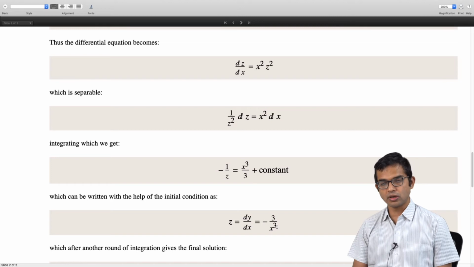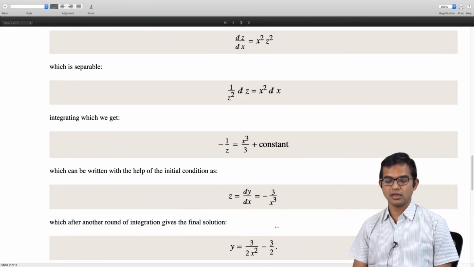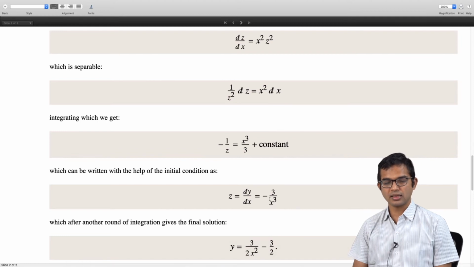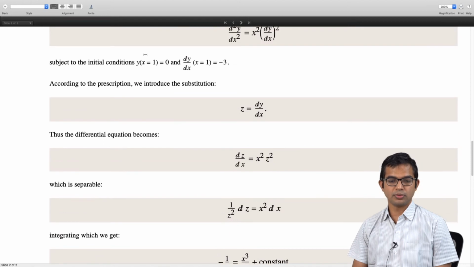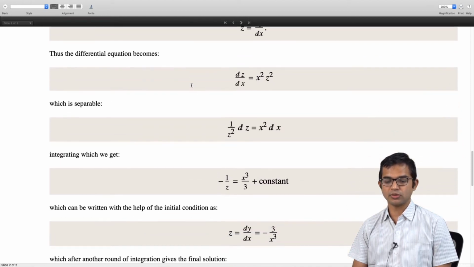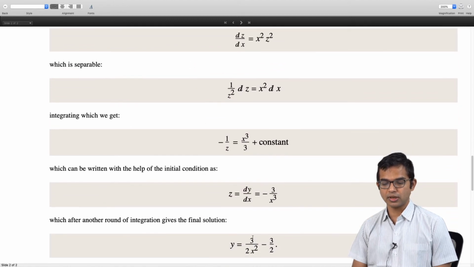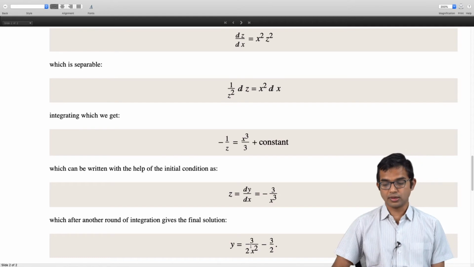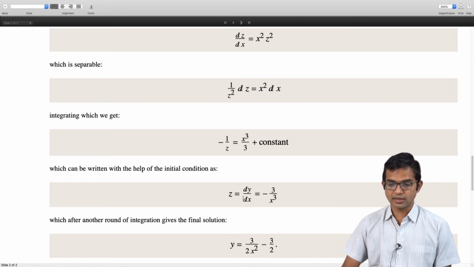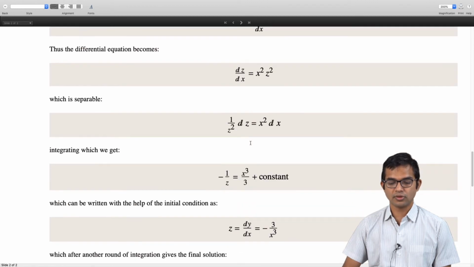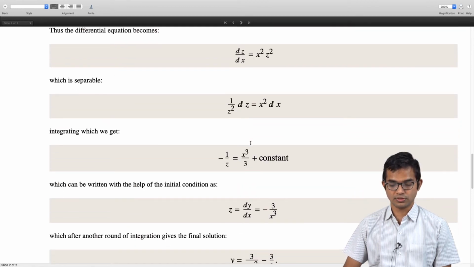One more round of integration, and then we get y is equal to 3 by 2x squared, and then there is another constant c2, which I have already fixed using the condition that y of x equal to 1 must be equal to 0. You can check that if you put x equal to 1, 3 by 2 minus 3 by 2 is 0. And so you can implant this directly into the original differential equation and check that indeed you got the correct solution.